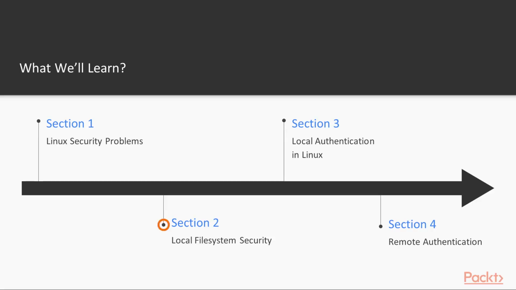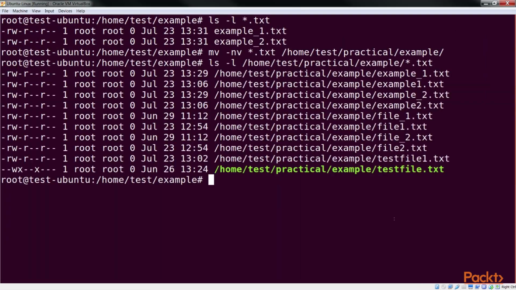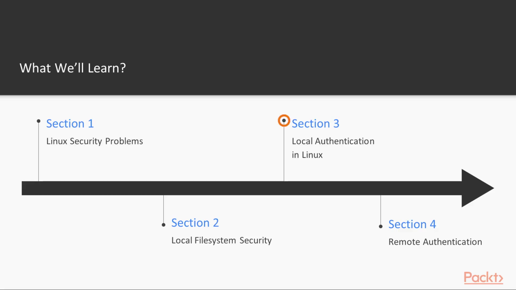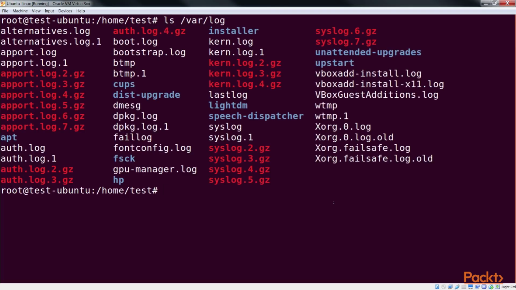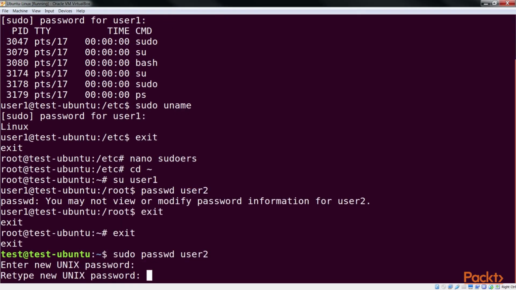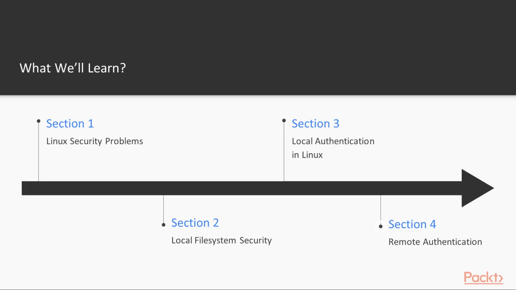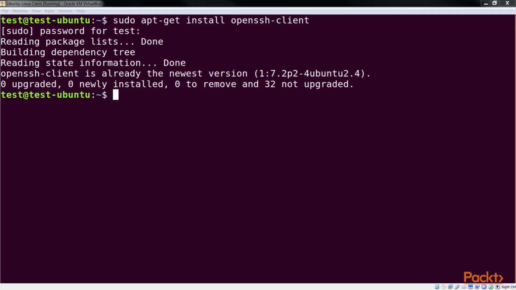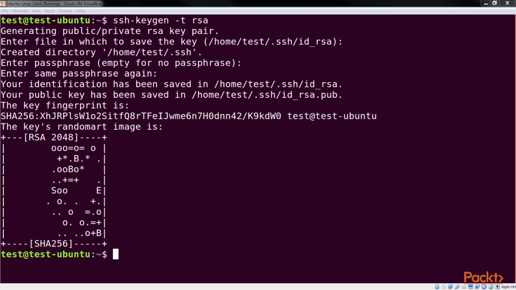In the next section, Local File System Security, we will look at Linux file structures and permissions. The next section, Local Authentication in Linux, explores user authentication on a local system while maintaining security. The section, Remote Authentication, talks about authenticating users remotely on a Linux system.